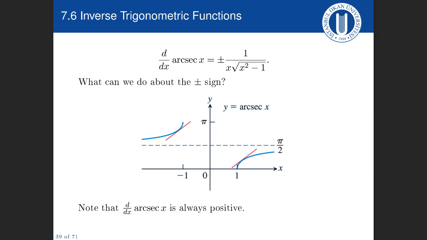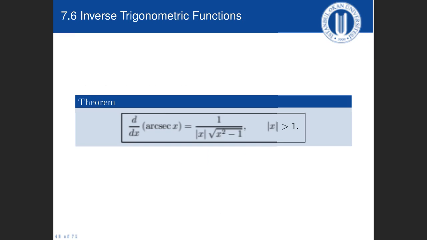So we want to choose the plus or the minus, so this is always positive. More elegantly, we can replace the plus or minus 1 over x by 1 divided by the absolute value of x. And then we will get a function which is always positive.